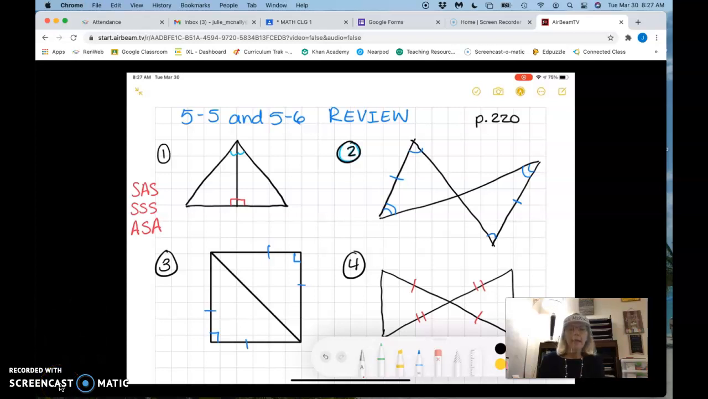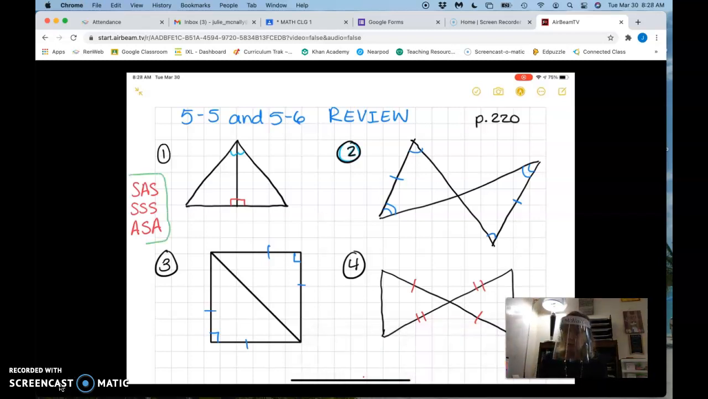Okay, so today we're reviewing chapter 5.5 and 5.6 for your test tomorrow. And the first section is on proving triangles are congruent by one of these choices: side, angle, side; side, side, side; or angle, side, angle.